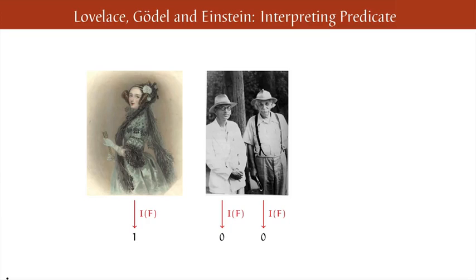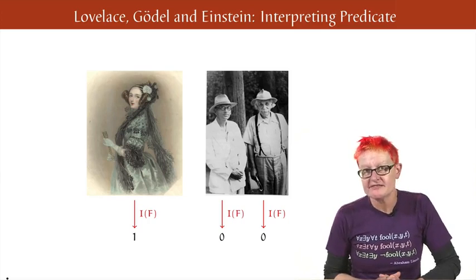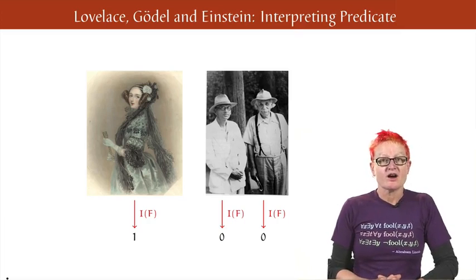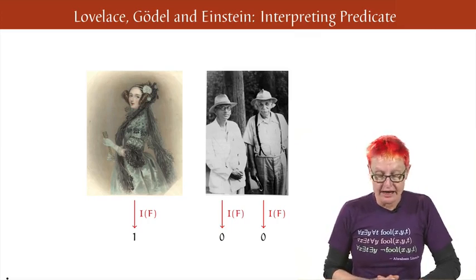Suppose instead that the predicate symbol F is interpreted to mean died before the end of the 19th century. Then I of F would assign 1 to Lovelace and 0 to both Gödel and Einstein.